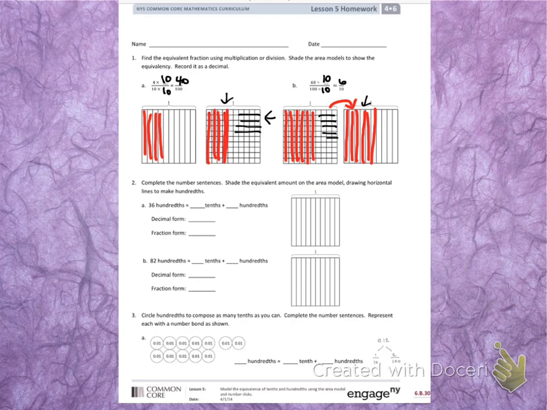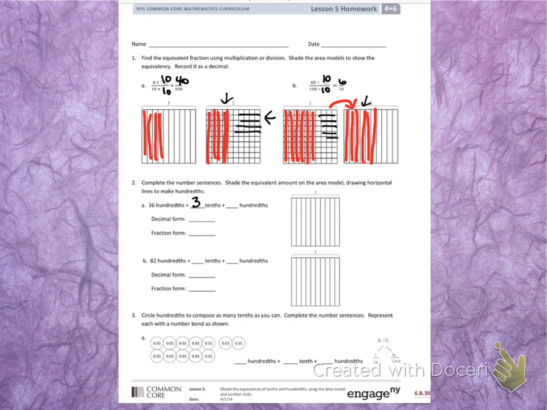Let's look at number 2. Complete the number sentences. Shade the equivalent amount on the area model, drawing horizontal lines to make hundredths. So now we have to draw these horizontal lines. So letter A says 36 hundredths equals how many tenths? We just did this in a previous lesson, very similar to this when I did the number bond.